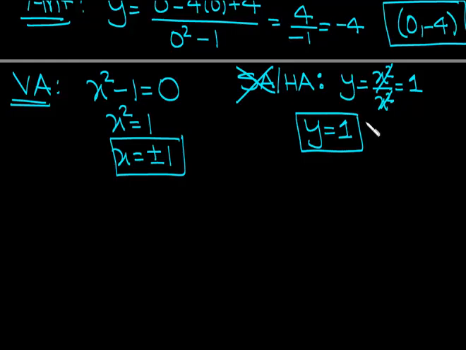Now before we go any further, what else do we need to do? Find out if it crosses the horizontal asymptote. So how do we do that? We take our function and set it equal to the horizontal asymptote.